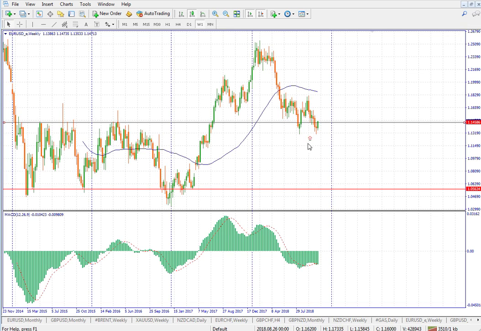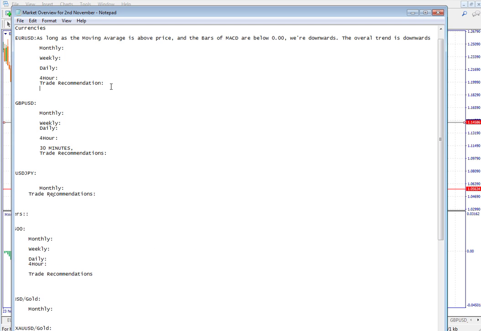Like in this case, we are seeing the moving average being above where price is, and we also have the bars of MACD being below 0.00. So on this chart we have a line here, 1.14586, which has to be clearly broken for us to continue short. Unless there's a close below 1.14586, we may be going upwards for some time. So we need to say: only sell a break below 1.14586, and that is that for Euro USD.